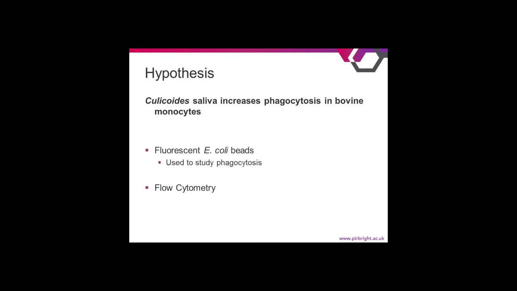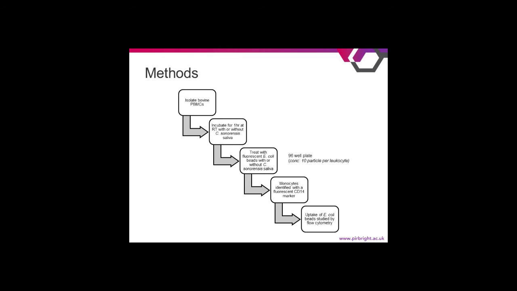My hypothesis was that Culicoides saliva increases phagocytosis in bovine monocytes, and for this I used fluorescent E. coli beads, which are currently used to study the entry pathway, and I assessed the uptake of these beads by flow cytometry. This is just a quick overview of my methods.